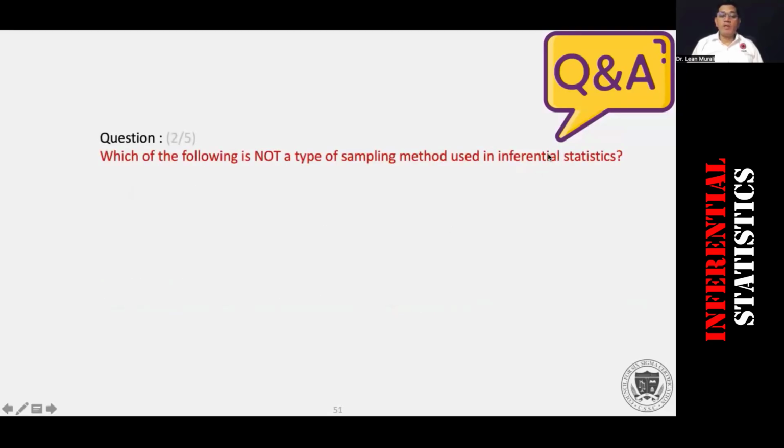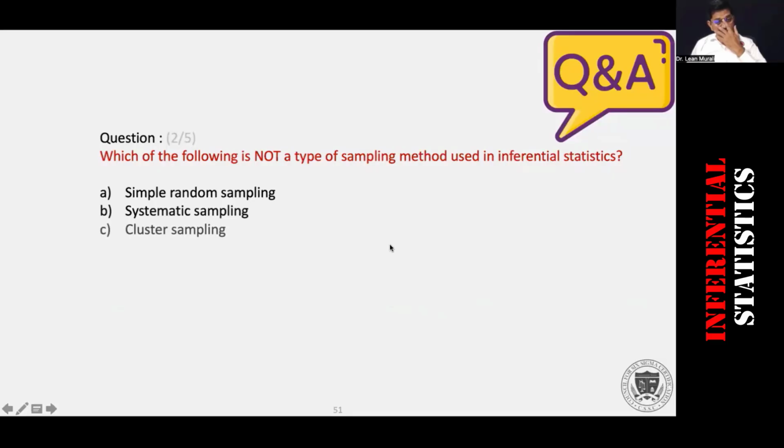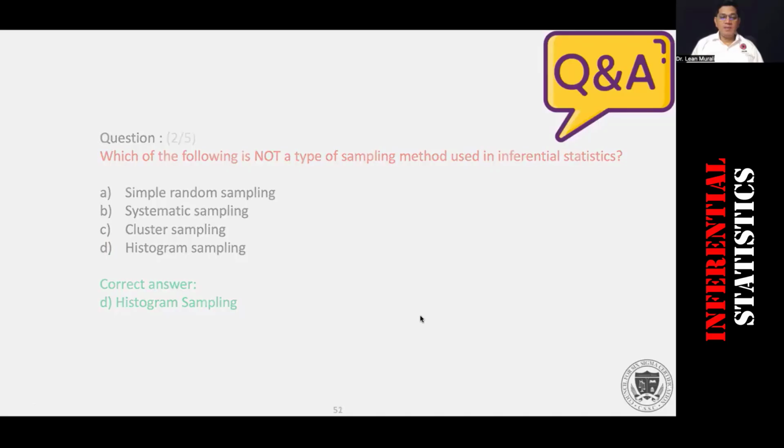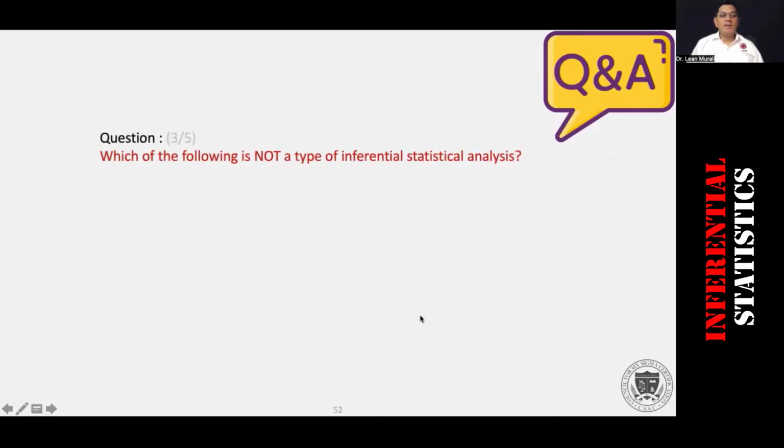Question number 2. Which of the following is not a type of sampling method? Simple random sampling, systematic sampling, cluster sampling, histogram sampling. Which is not a sampling method? Of course, it's histogram sampling, because that is something that we have not discussed. Fantastic.